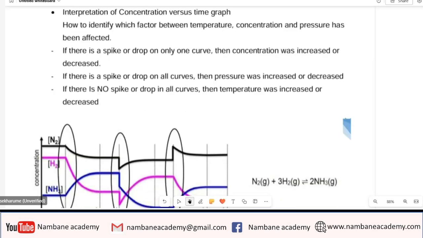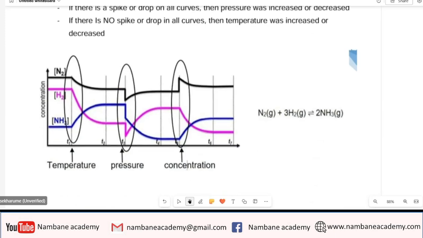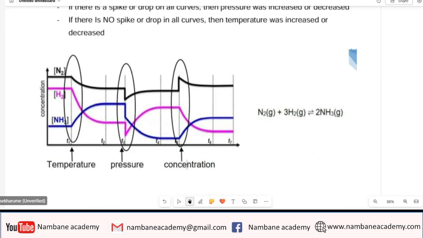So let us have a look at this graph below, the concentration versus time graph. If we don't have a spike at T1 there, it must be the temperature. Because there is no spike, it must be the temperature. If all of the curves have spikes, whether increasing or decreasing, it must be the effect of the pressure. Then if we have one spike, either the concentration of one of the reactants was added, or the concentration of one of the reactants was removed.